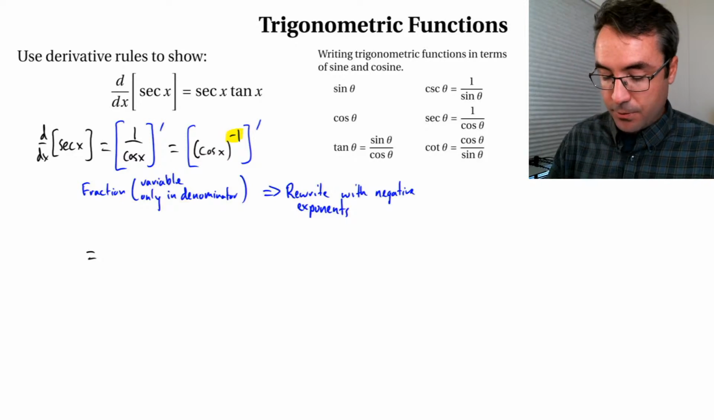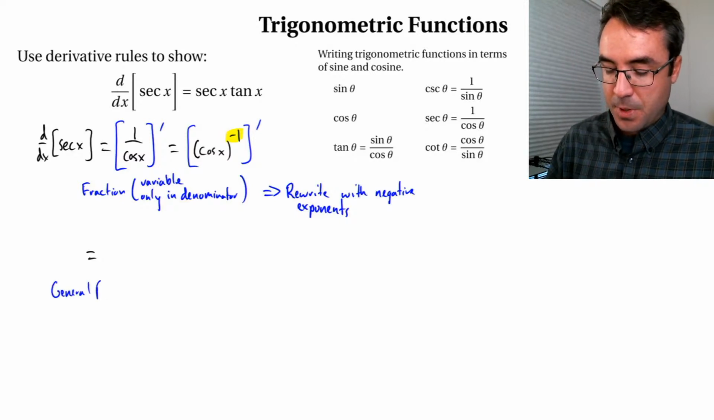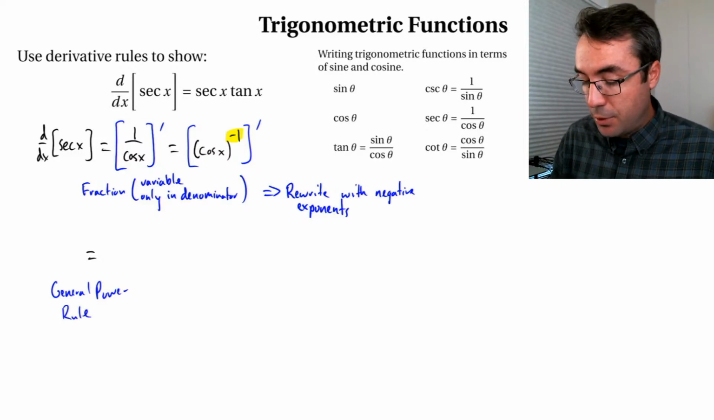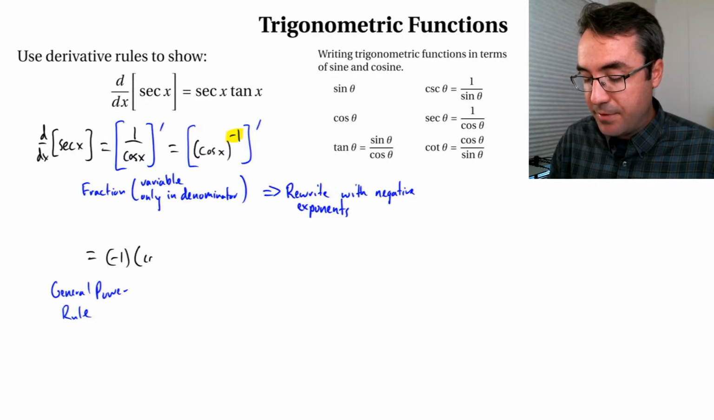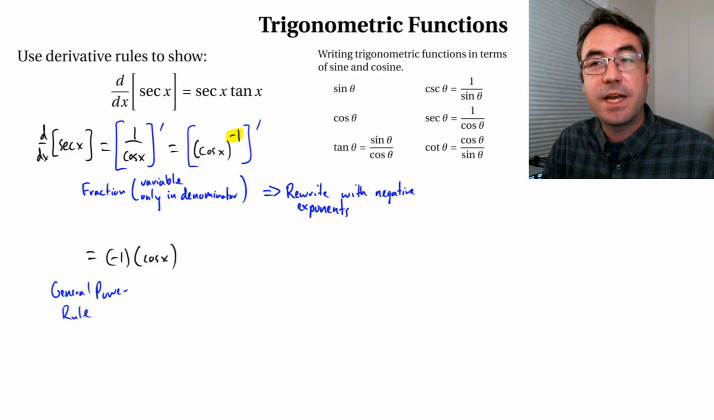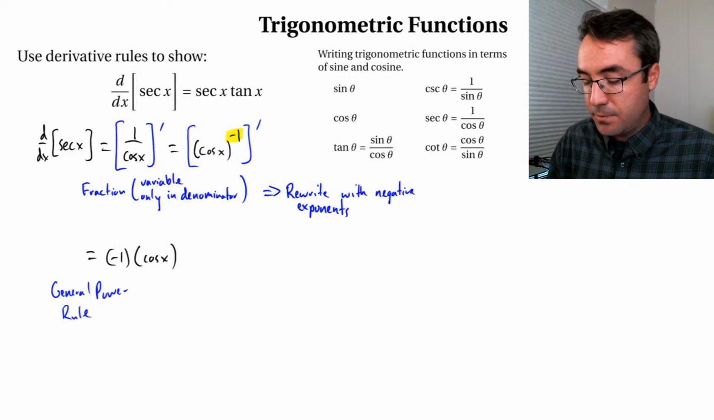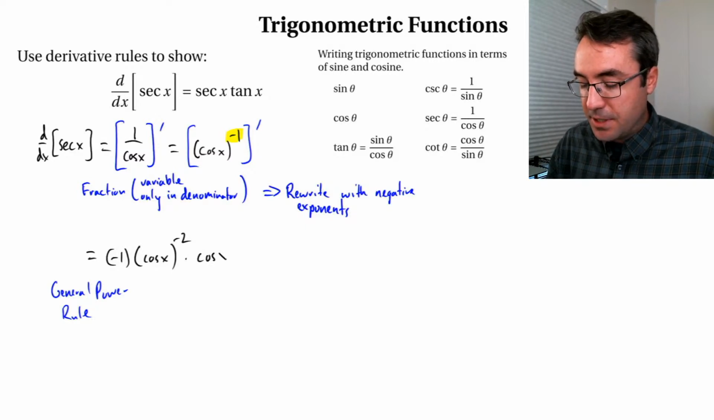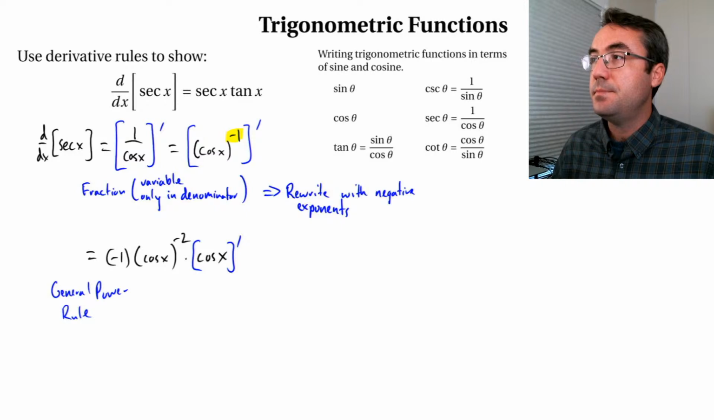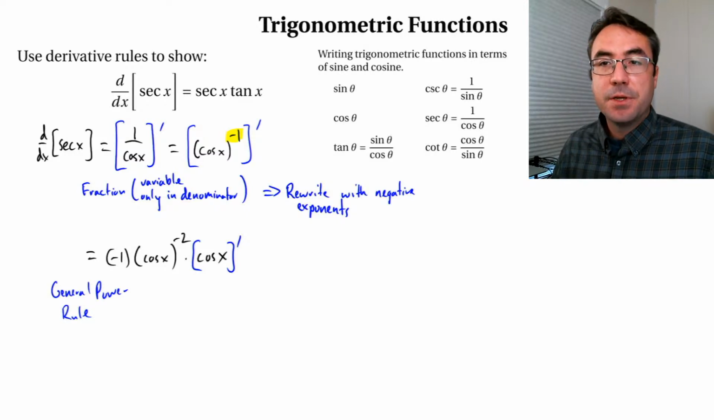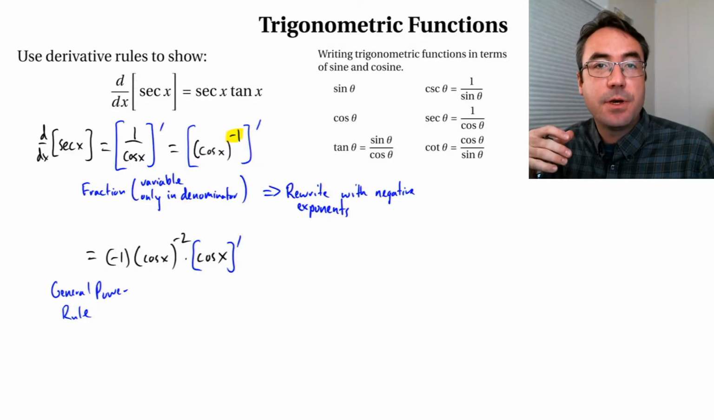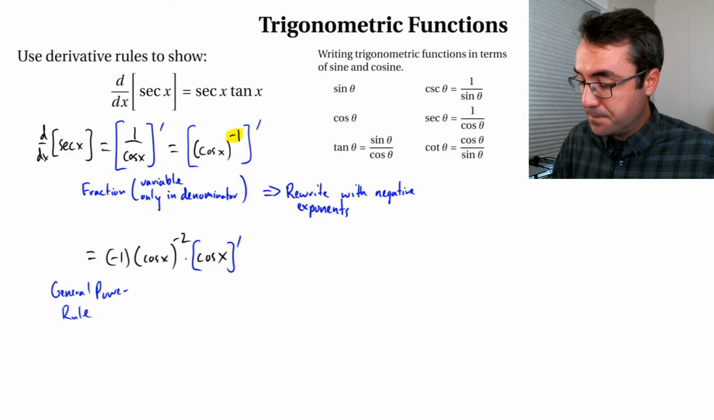So what the general power rule says is we can bring down that exponent, the negative 1. So bring it down, put it in front. Keep what you have inside the parentheses exactly the same, so cosine x. And then subtract 1 from the exponent. So that'll take us down to negative 2. And then we take the term that's inside the parentheses, the cosine x, and we multiply by its derivative. So that's just the general power rule. Differentiate the power function part, and then multiply by the derivative of what's inside the parentheses.